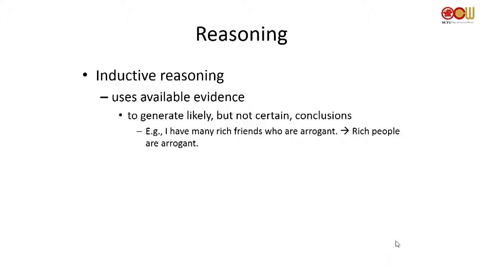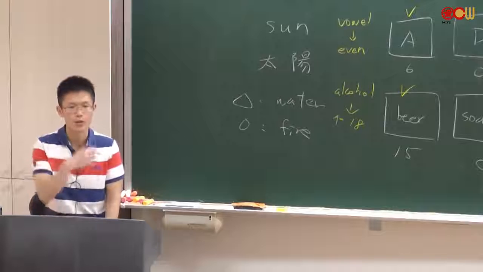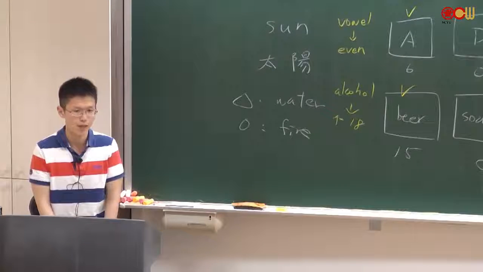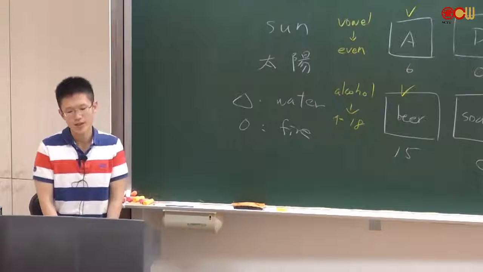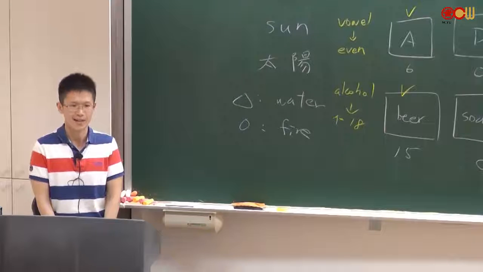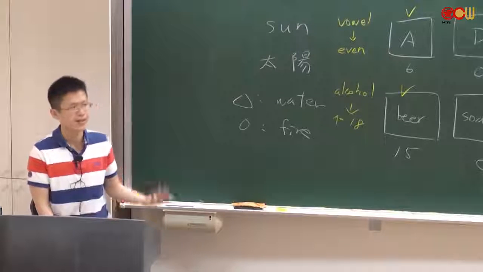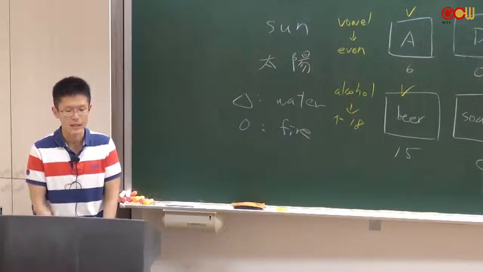In this case, basically you are drawing a conclusion based on limited evidence. Usually those evidence are something around you. This kind of reason is inductive reasoning. Okay. For inductive reasoning, we human beings use analogical problem solving. We use the experience in the past to solve the current problem, but sometimes it doesn't work. Okay. Basically, when you are drawing any conclusion, you are only based on those experiences that you come across in the past. Use your personal experience to draw conclusion. This is our tendency on inductive reasoning.